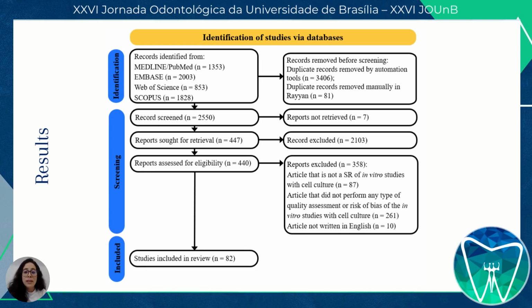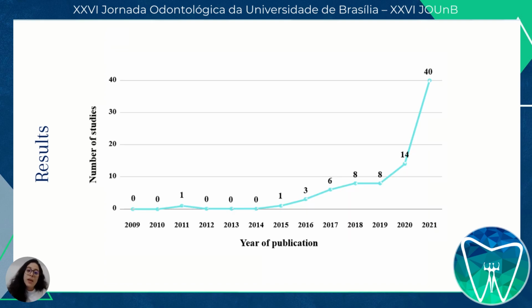Based on eligibility criteria, we included 82 studies in this review. Of the 358 reports excluded, 72% of studies were excluded for not presenting critical quality appraisal of primary studies, indicating low adherence to an essential step of a systematic review. Over time, there was an increase in the publication number of systematic reviews of cell culture studies that assess the methodological quality of primary studies.